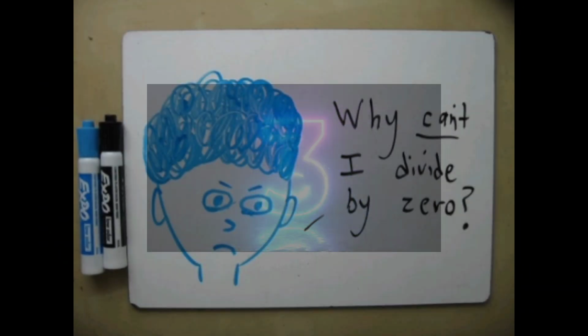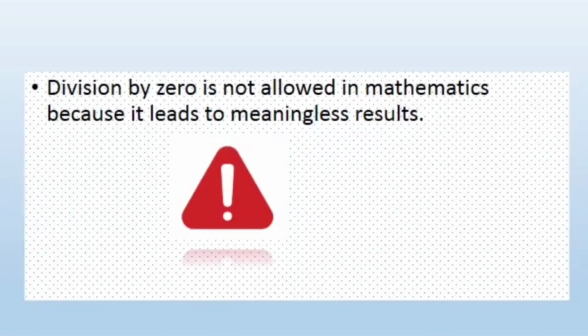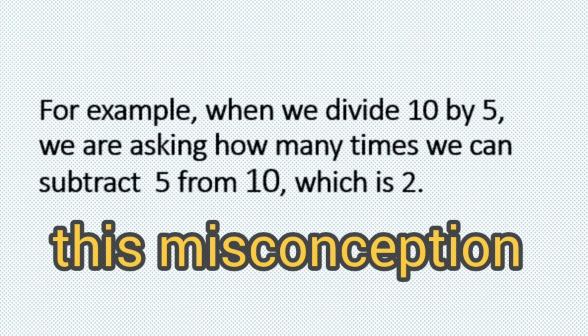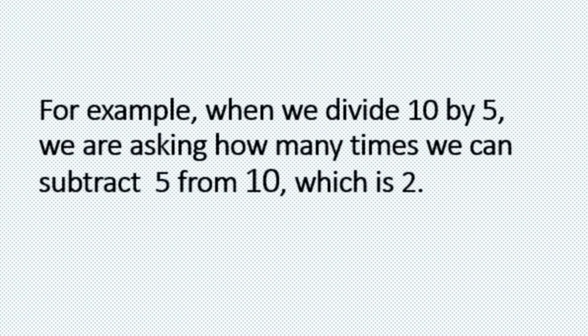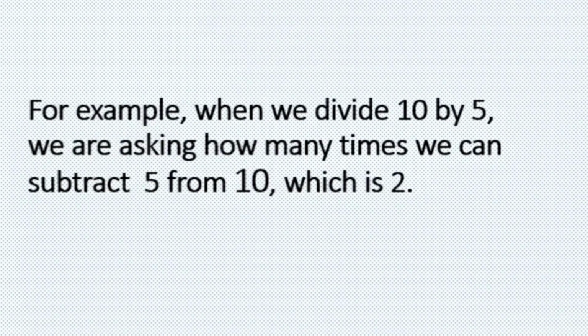Have you ever wondered why we can't divide by 0? It's one of those rules that everyone knows but only few people understand the mathematics behind it. Let's break it down. When we divide one number by another number, we mean how many times does the denominator fit into the numerator. For example, 10 divided by 5 means how many times does 5 fit into 10.